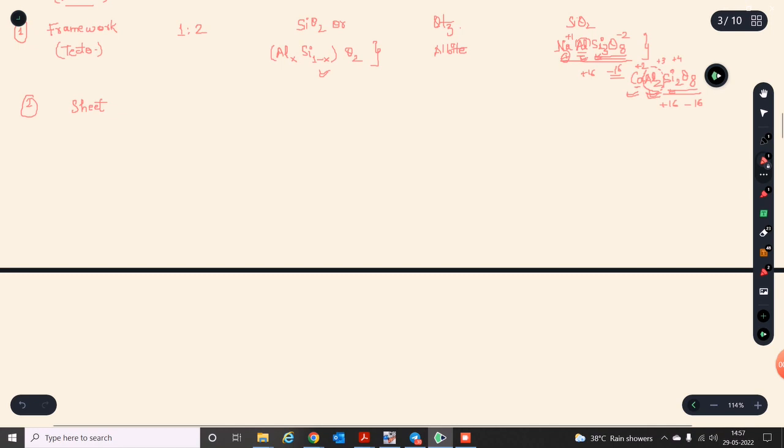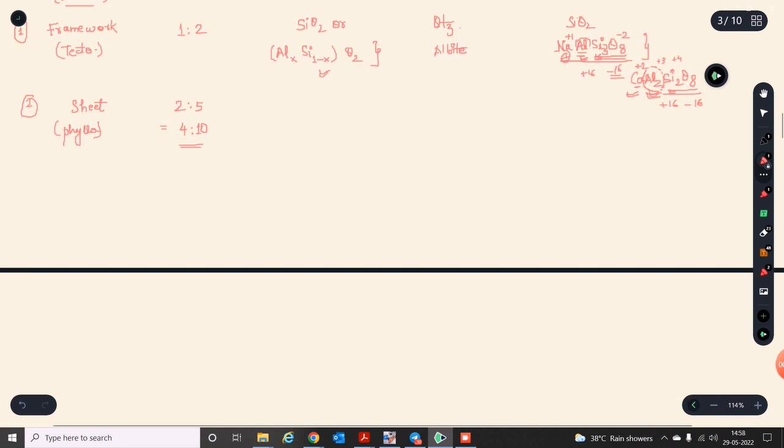Just write sheet here. Sheet silicates. They are also known as phyllosilicates. Put a dash. Now, what do we have as the Si to O ratio here? 2:5. Yes, it is 2:5, and also it is equivalent to 4:10. So many times you will have the chemical formula as 4:10. So 4:10 is nothing but, when simplified, 2:5.